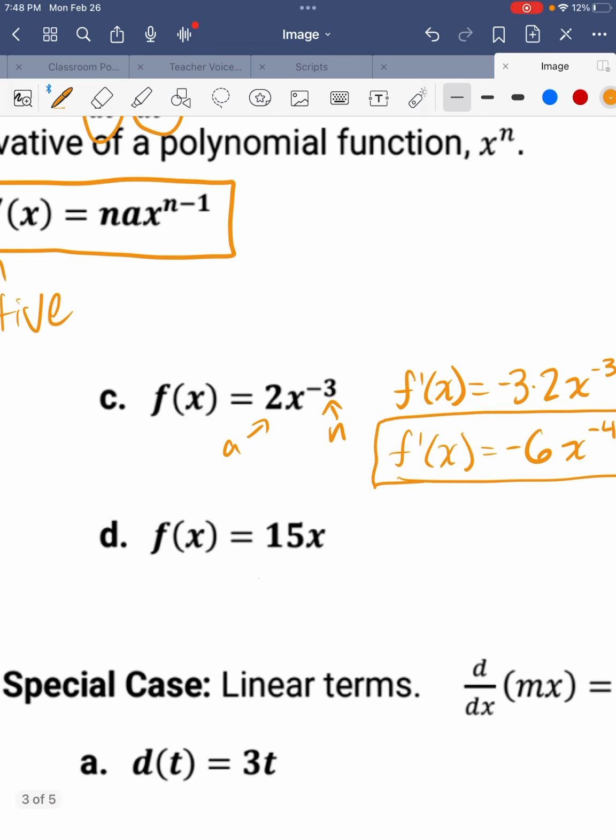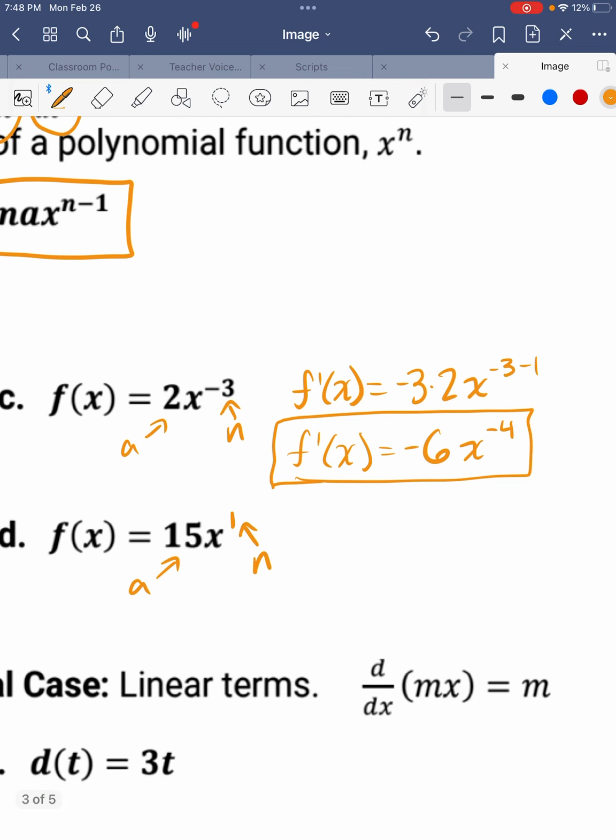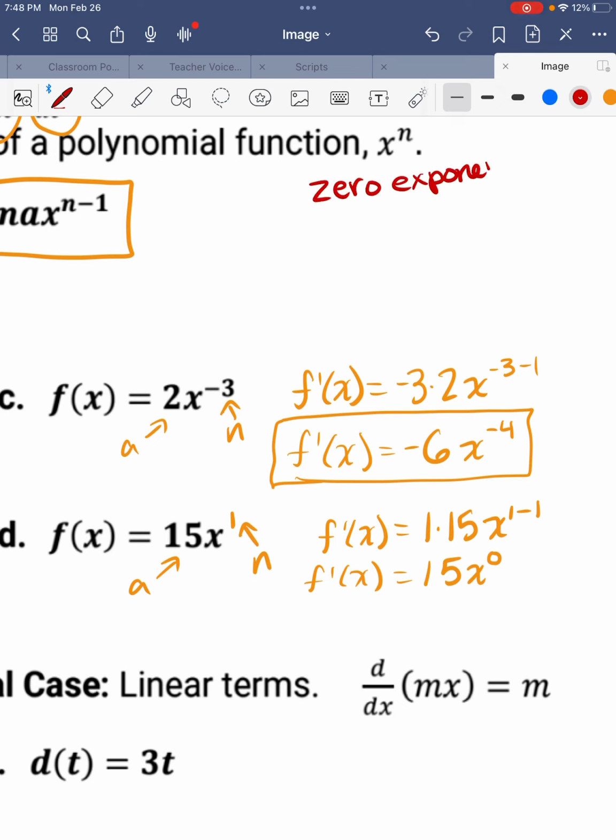All right, a is 15. Here there's no exponent, so there's an invisible 1 for my exponent. So f prime of x equals 1 times 15x to the power of 1 minus 1. Let's simplify. 1 times 15 is 15. x, 1 minus 1 is 0. Okay, but this time we can actually simplify further. The reason we can simplify further is something called the zero exponent rule.